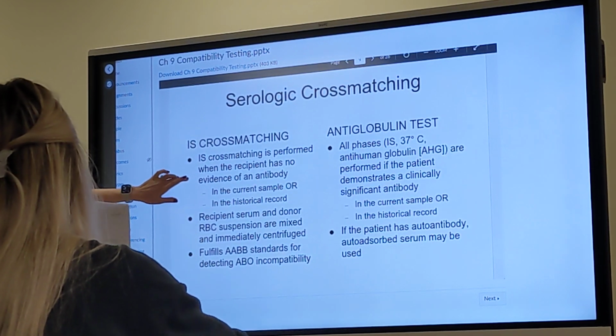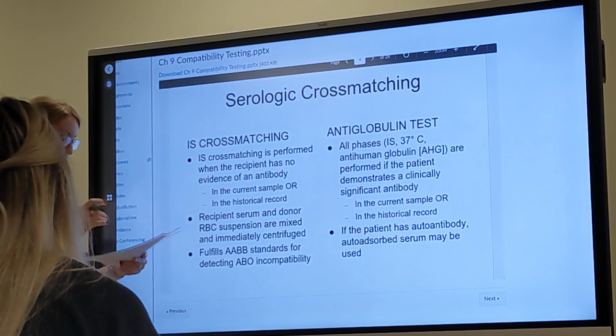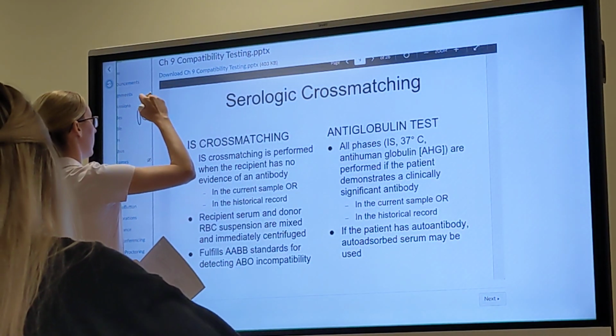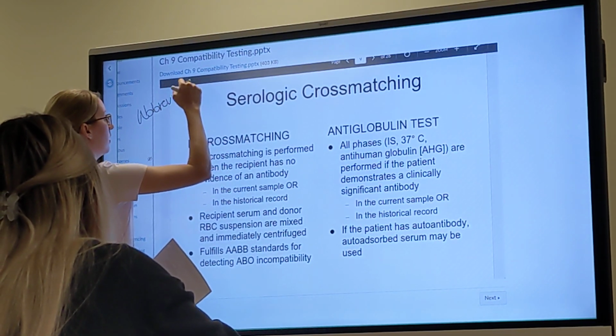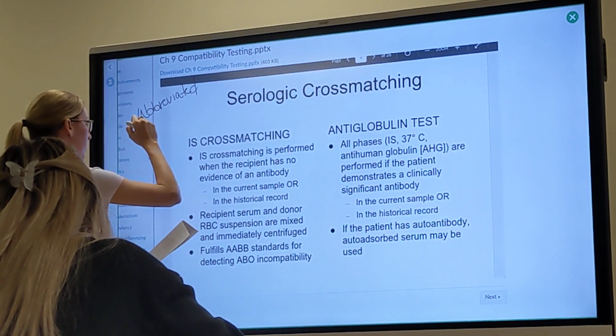Okay, serologic cross-matching. So this stands for immediate spin. Immediate spin is also called abbreviated. Or immediate spin.